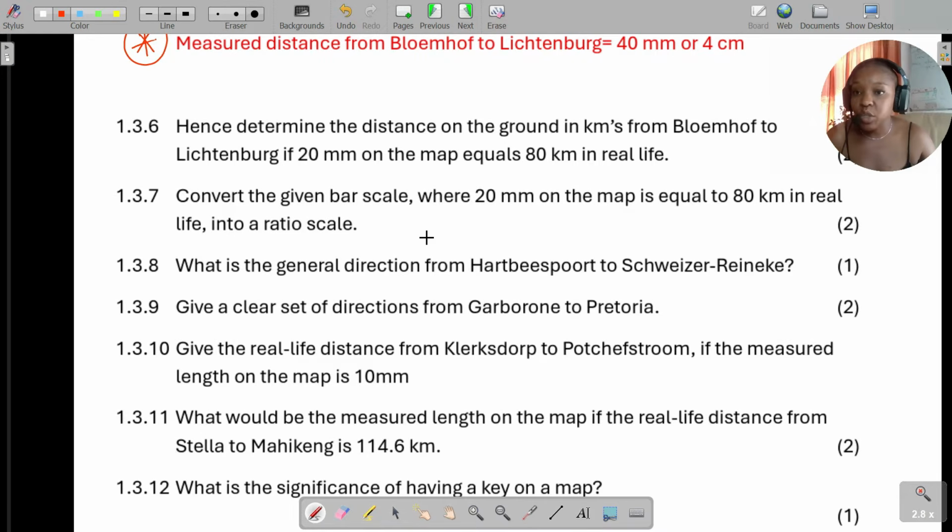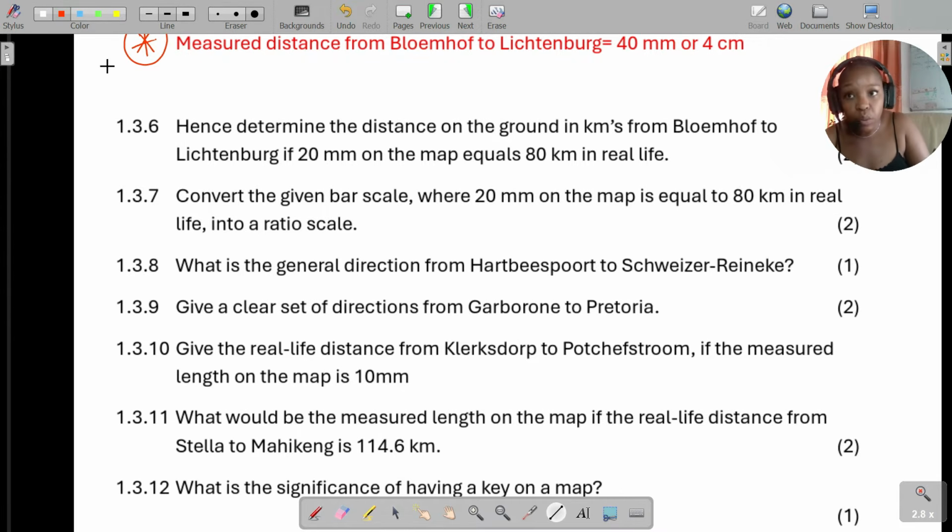Okay, let's have a look at question 1.3.6. It says, hence determine the distance on the ground in kilometers from Bloemhof to Lichtenberg if 20 millimeters on the map equals 80 kilometers in real life.